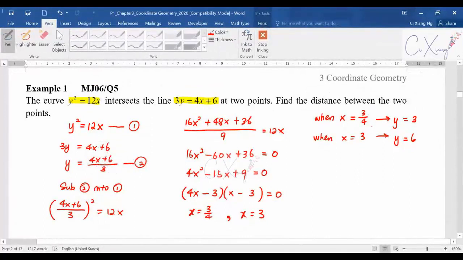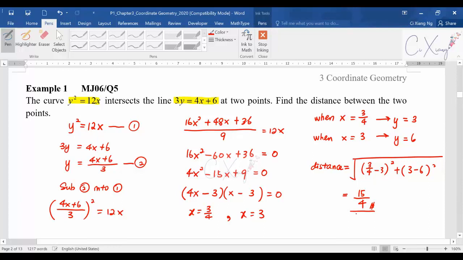All right, so once you have the coordinates already, they want you to find the distance between these two points. So what's the distance here? You can take x2 minus x1, so (3 over 4 minus 3) squared plus (y2 minus y1) squared. If you continue from here, you should be able to get one answer, which is 15 over 4. You can keep it in fraction form, or you can change it to decimal, which is 3.75 also. All right, so this is the distance between the two intersection points. You have to find the intersection points first, and only then proceed with the distance formula.